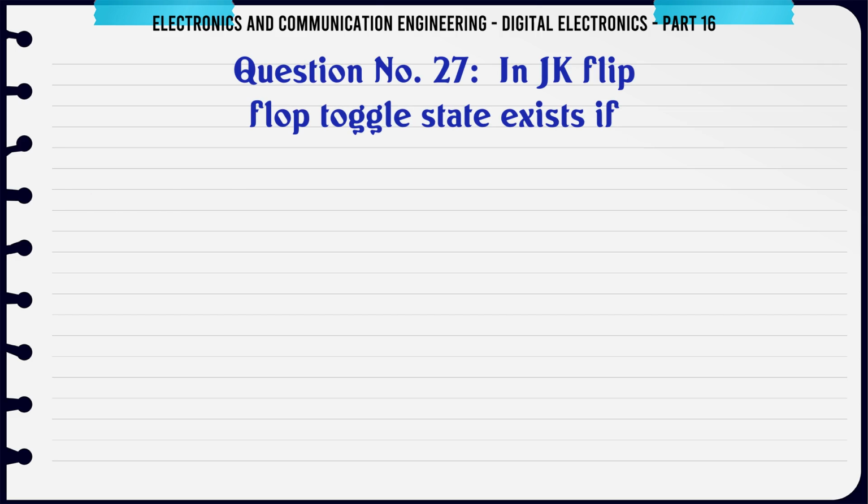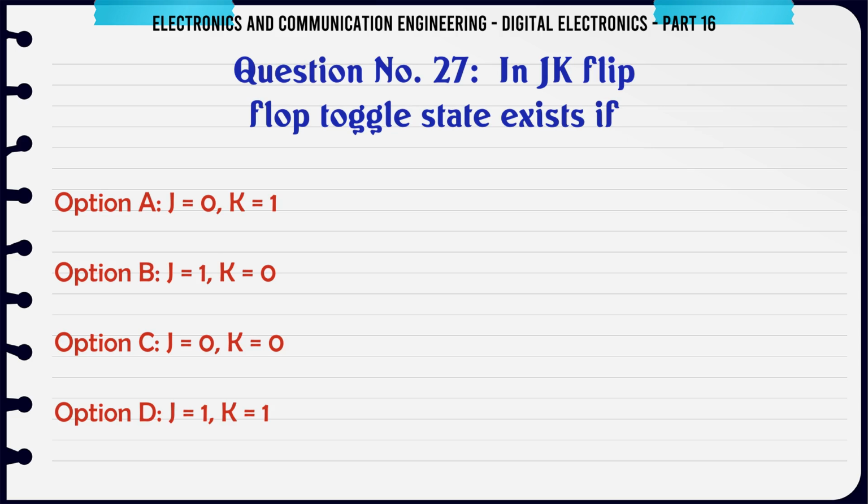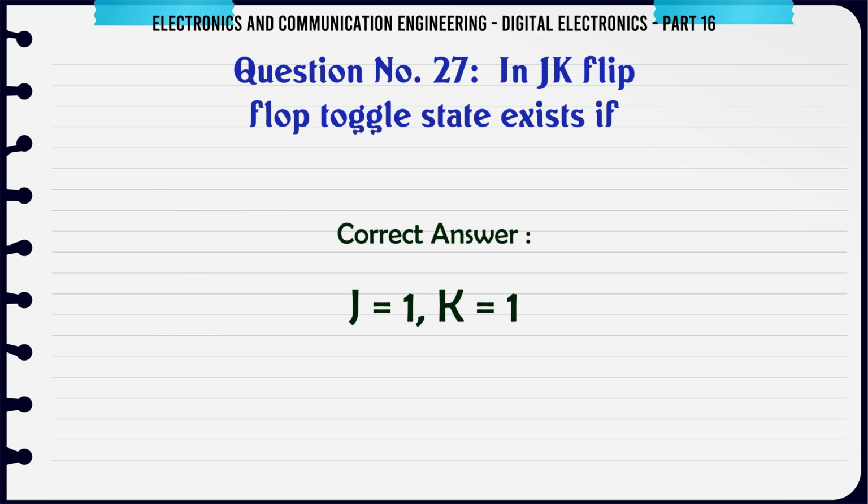In a JK flip-flop, the toggle state exists if: A. J=0, K=1, B. J=1, K=0, C. J=0, K=0, D. J=1, K=1. The correct answer is J=1, K=1.